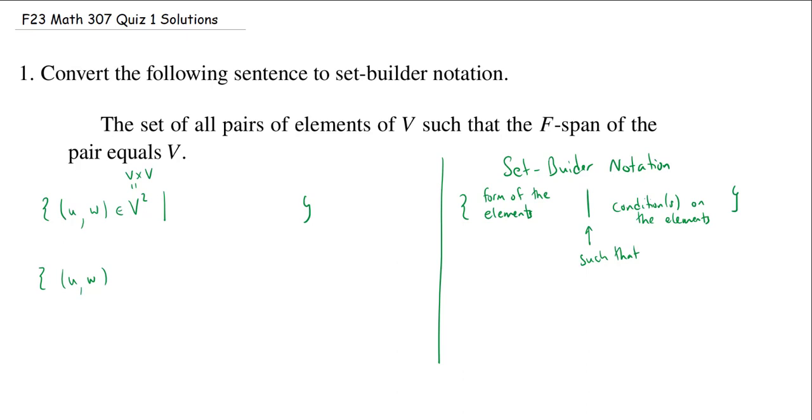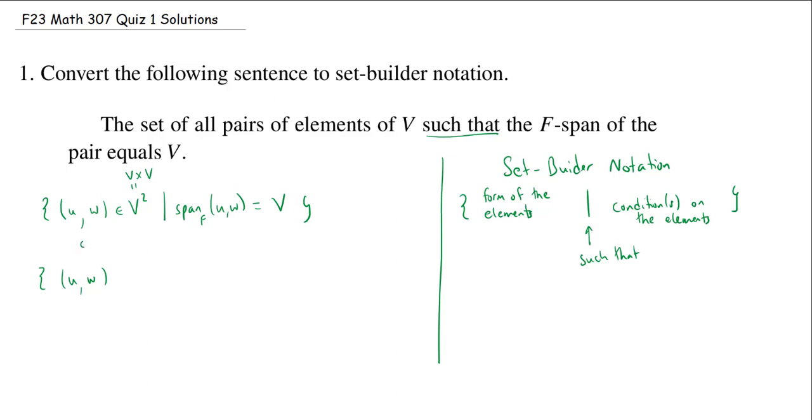Now we put the conditions, and the condition comes from the other side here. Such that, the F span of the pair equals V. So we'll put here the F span of U, W equals V. And maybe you didn't remember what the F span is, but then you could just write that: the F span of U comma W equals V.